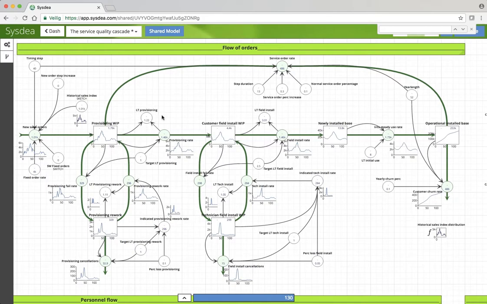And this is an overview of the primary order flow, the most important flow in the model. The time scale is set in weeks and starts at the beginning of 2000, so week 0 is the beginning of 2006, sorry. And we will follow the flow of orders as they cascade down the process.